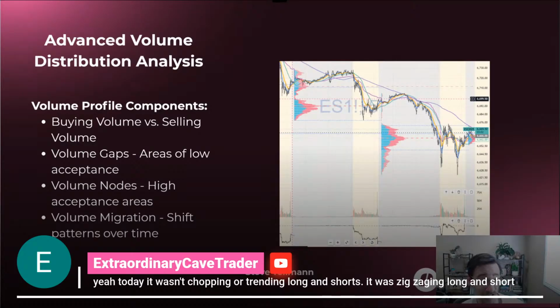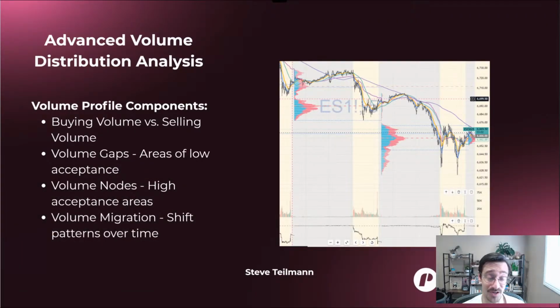Extraordinary Cave Trader is saying, today it wasn't chopping or trending longs and shorts. It was zigzagging long and short, right? You got some really good moves in both directions. So if you're a snappy trader, man, you could make a lot of money today. I had one really good trade and then I chopped myself out trading in the afternoon session. It was not the best day for me, but we live and learn, and it's great content for you guys, if nothing else. So learn from my pain.